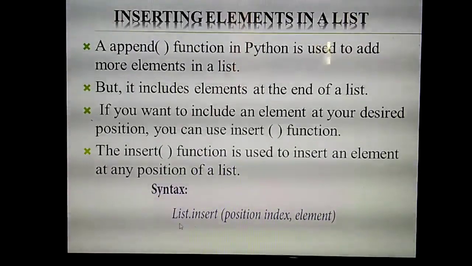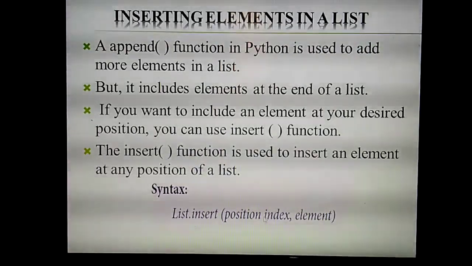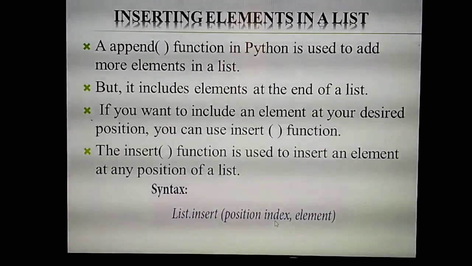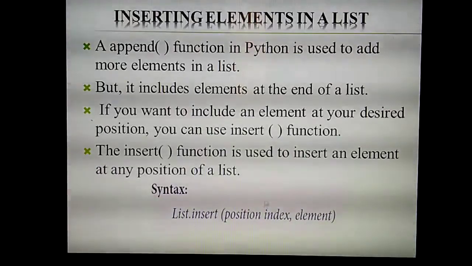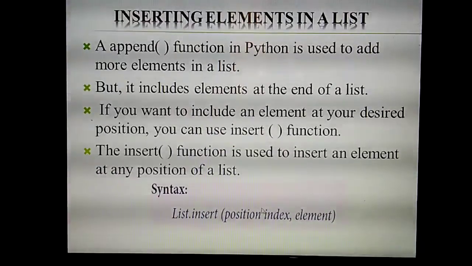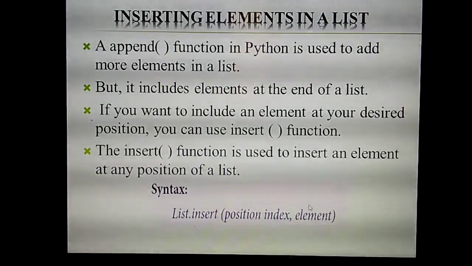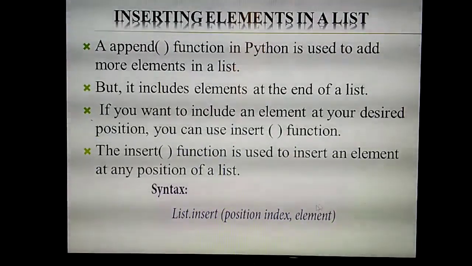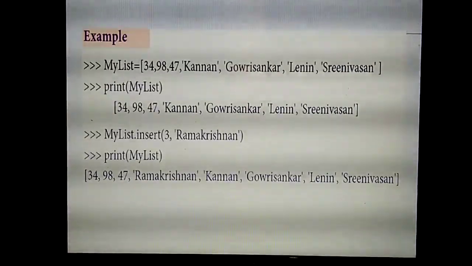So this is the syntax for insert of. What's the syntax? Name of the list, dot insert of. Here you need to mention the position index, which position you need to insert the element. Then comma, then the element you need to insert. For example, if you need to add some element at the third index, you need to mention that index as well as which element you need to insert. Understand? So see this example.